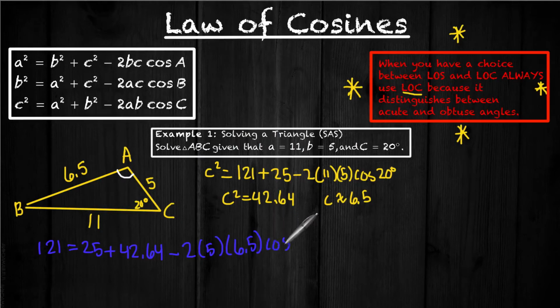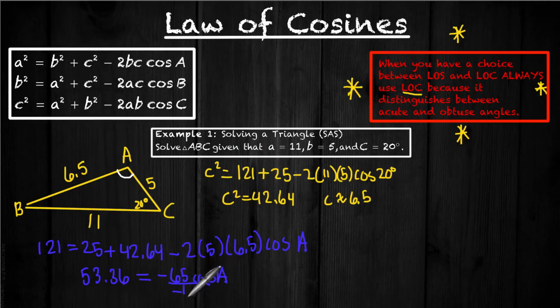And cosine of A. All right, so we need to do a little bit of math here. If we move some things around, we will get 121 minus 25 and minus 42.64. When we subtract all of that, that's going to give us 53.36. Once again, I want you to work this out on your own. Equals, now 2 times 5 is simply 10, and 10 times any number moves the decimal 1 to the right, so 10 times 6.5 is just going to be 65. So it's going to be negative 65 cosine of A.